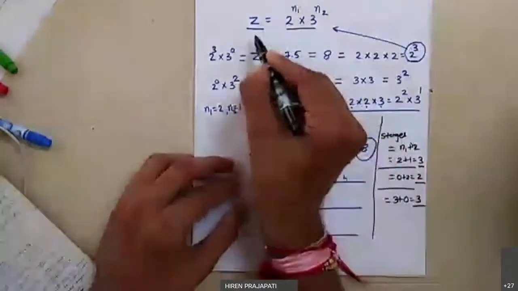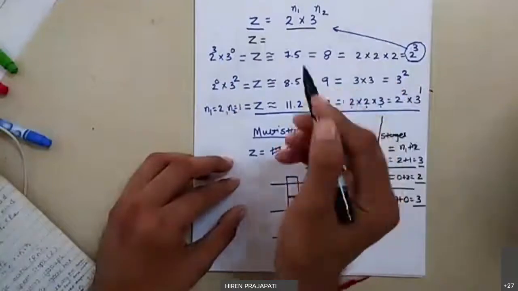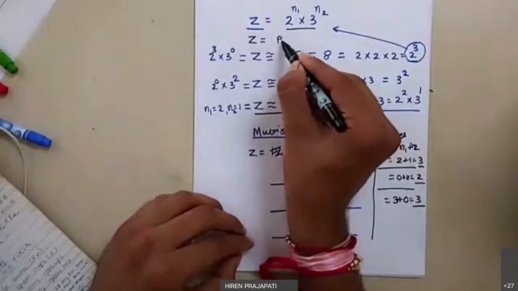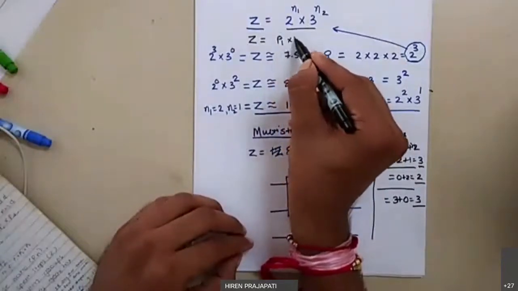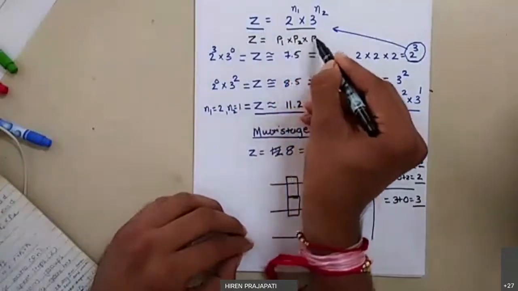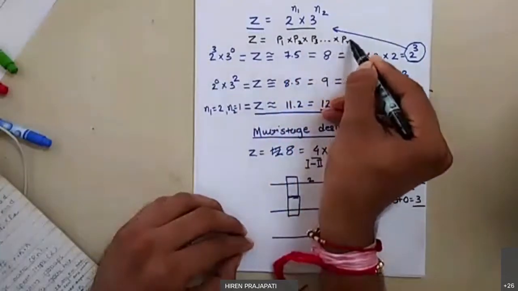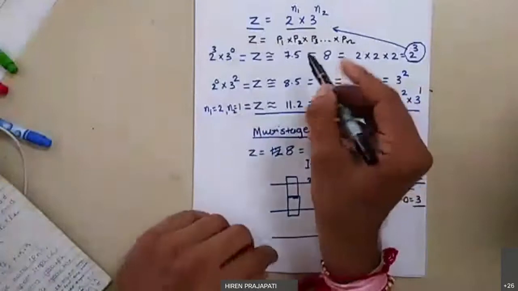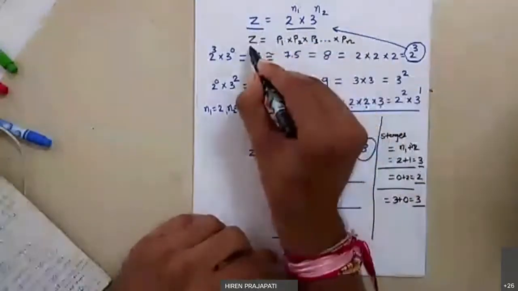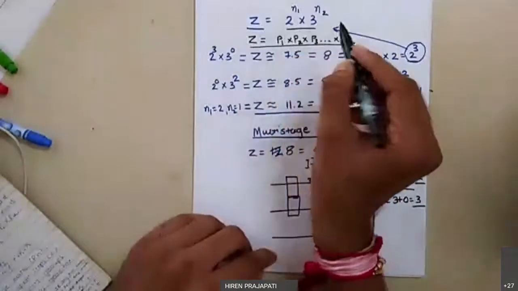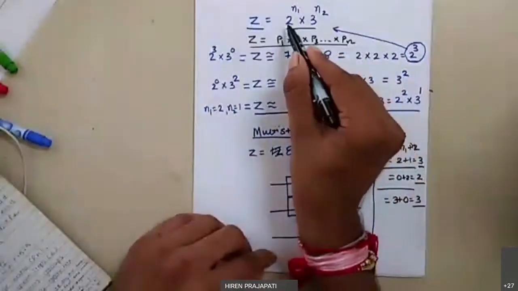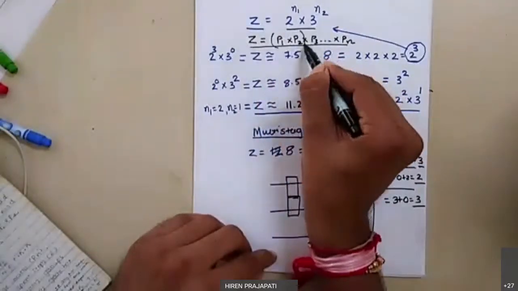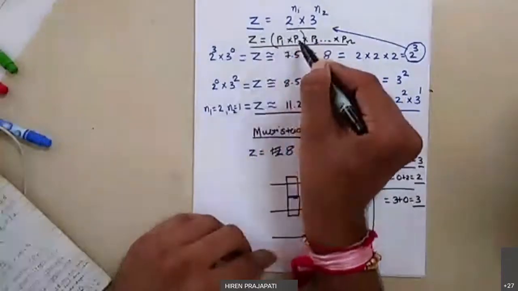For example, I am writing Z equals, suppose we have more number of stages, then P1 cross P2 cross P3 up to Pn. Instead of 2 and 3, suppose we go up to Pn. And then this is what is called a structural equation. So 2, 3, but as I told you, it is recommended to go for 2 and 3 only. So always restrict yourself to P1 and P2. Here P1 stands for 2 and P2 stands for 3.